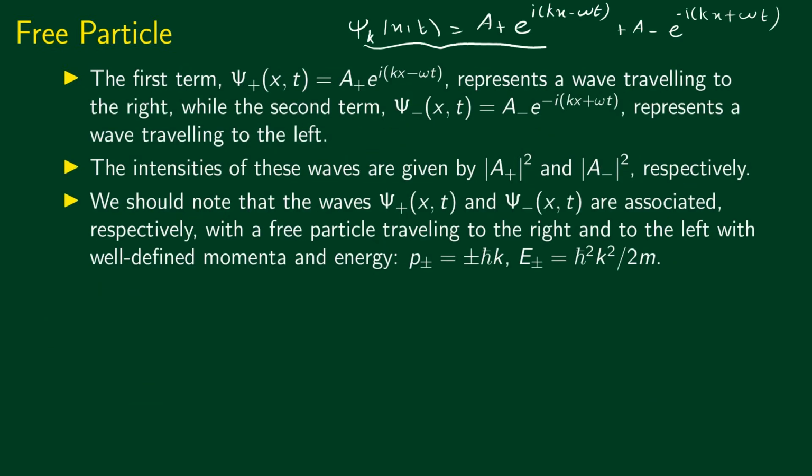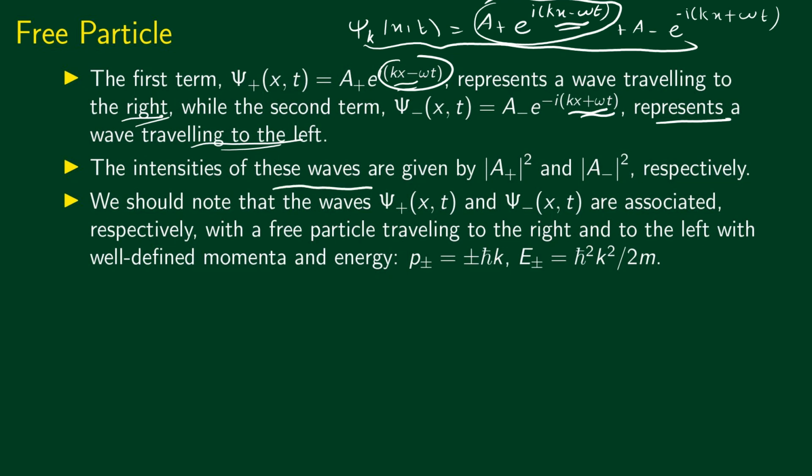Now in this wave function we have got two terms. If you look at the first term, we see that the argument is kx minus omega t, and we have studied waves and we know that this represents a wave that travels towards the right. Similarly, the argument kx plus omega t says that this term represents a wave that travels to the left. Now the intensities of these waves are given by modulus a plus square and modulus a minus square. This is simply the amplitude squared. The intensity is associated with the modulus square of the amplitude.